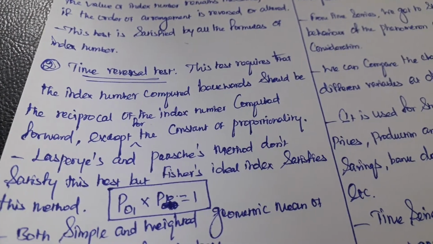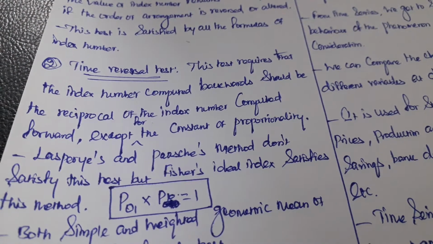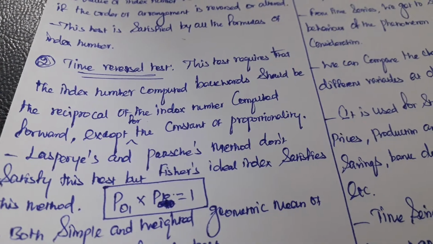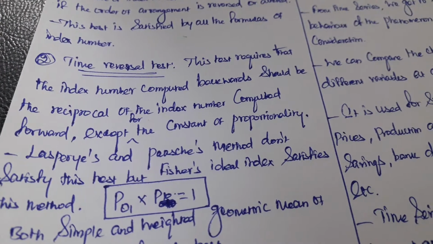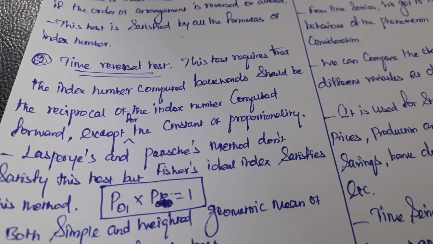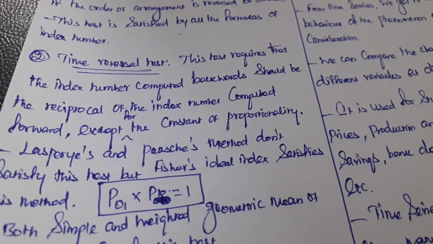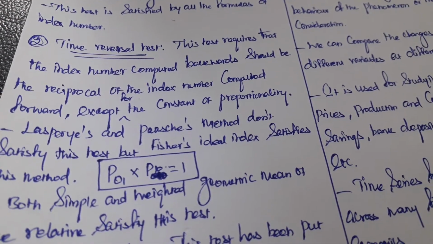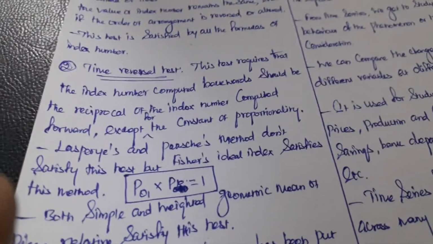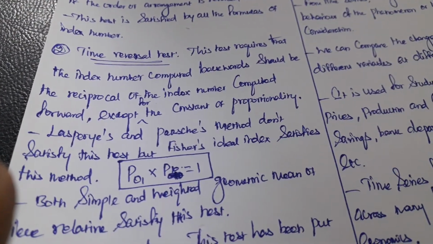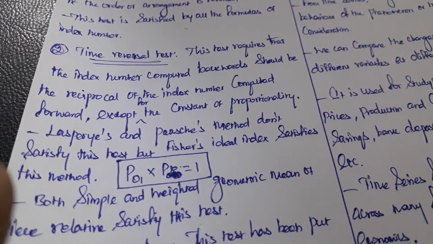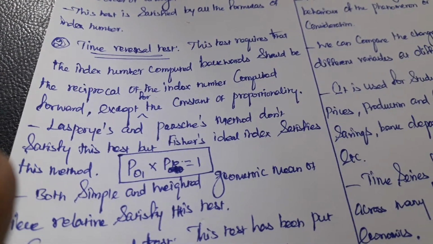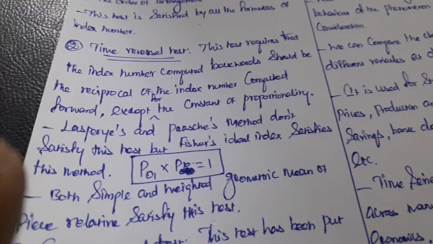The price index of the current year compared to the price index of the previous year, and the price index of the previous year compared to the price index of the current year, should be equal to 1. It is the simplest form of this test. Laspeyres' and Paasche's methods don't satisfy this test, but Fisher's ideal index satisfies this test.